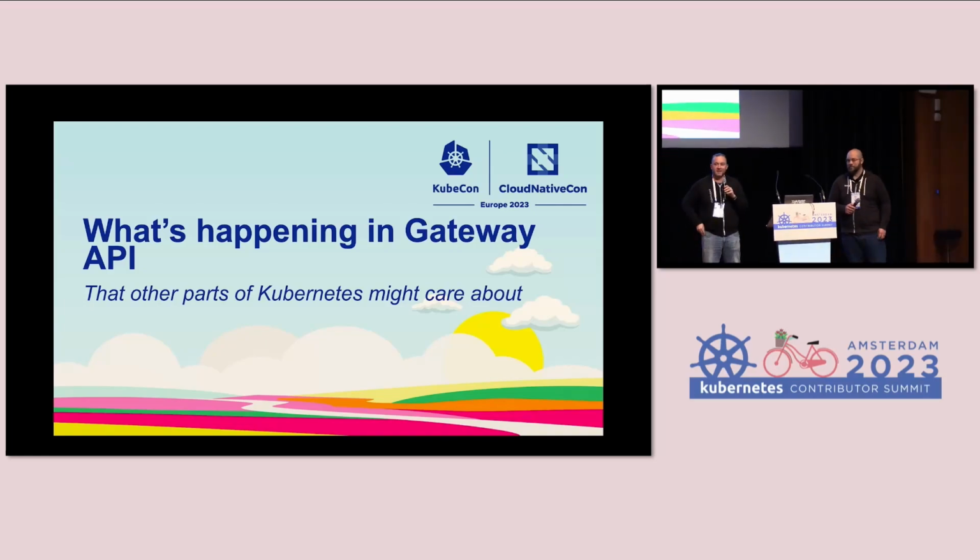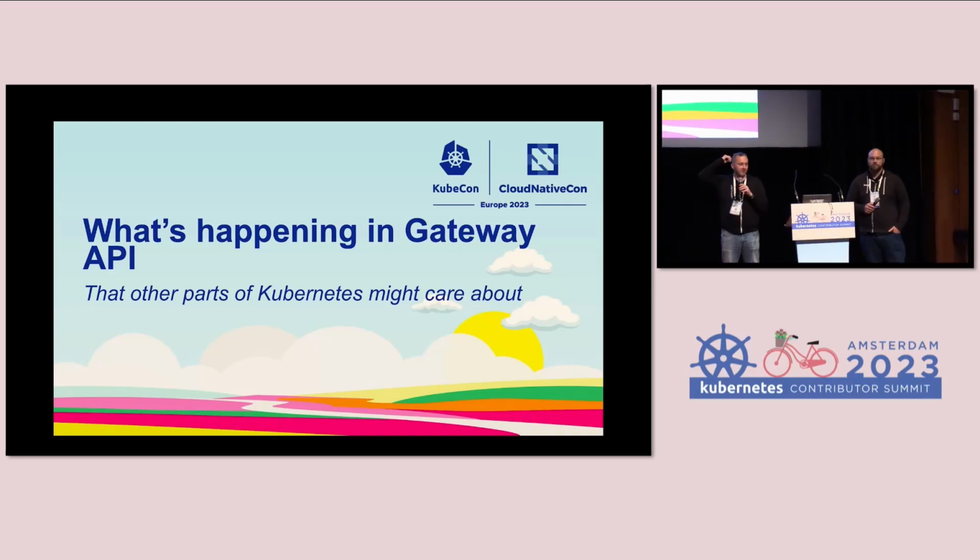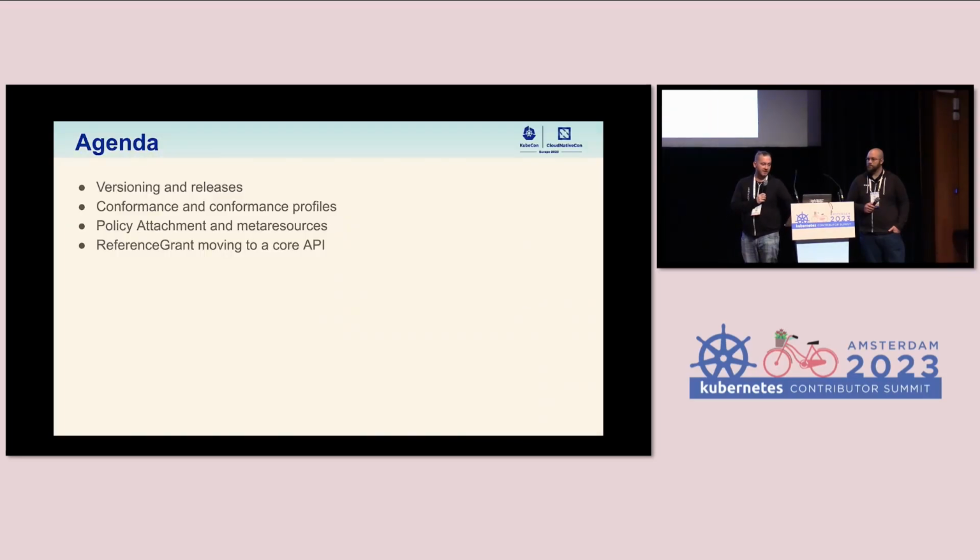We are maintainers on Gateway API, and we are here to give you an update on what's happening in Gateway API that other parts of Kubernetes might care about. I thought I'd be a little literal with the title. Our agenda is what we're doing about versioning and releases, what we're doing about conformance and conformance profiles, policy attachment, and ReferenceGrant moving to a core API. Shane is going to take the first two. Over to you, man.